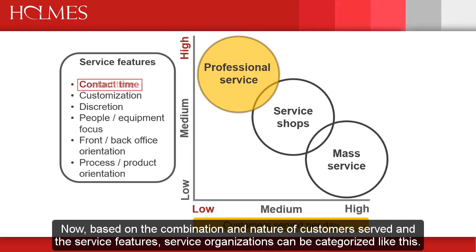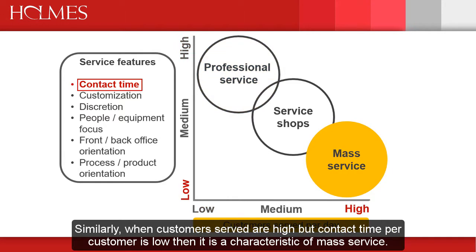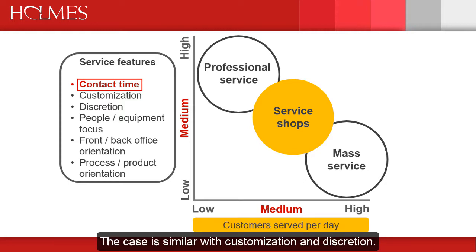Now, based on the combination and nature of customers served and the service features, service organisations can be categorised like this. Customers served are low and contact time is high, then it means it's a professional service. Similarly, when customers served are high but contact time per customer is low, then it is a characteristic of mass service. When both these parameters are medium, then it's categorised as a service shop.